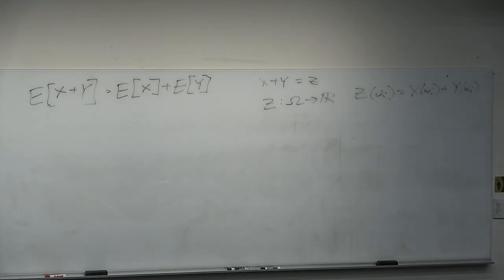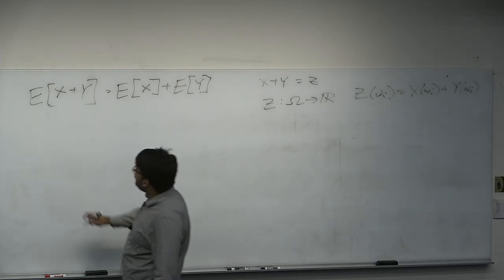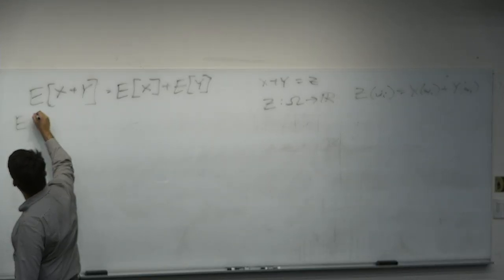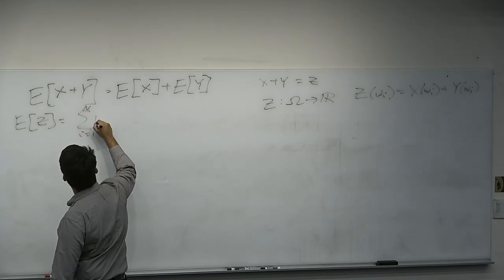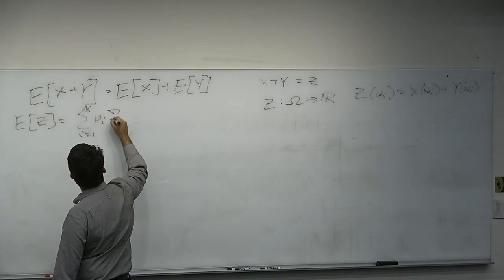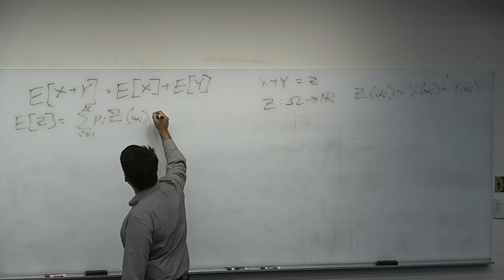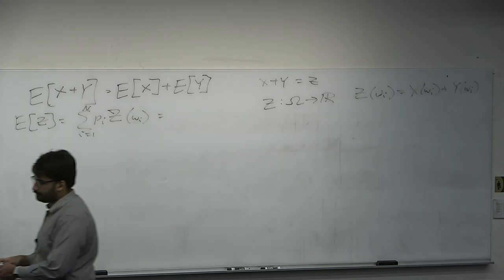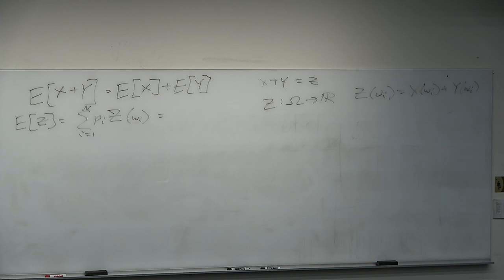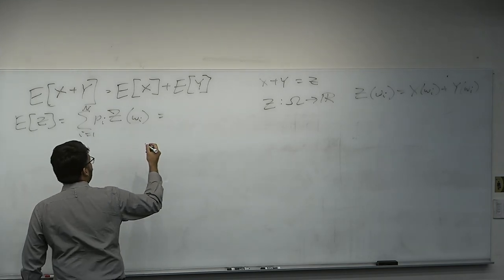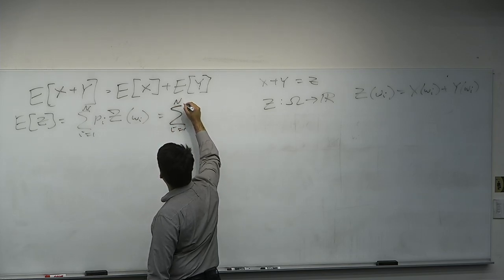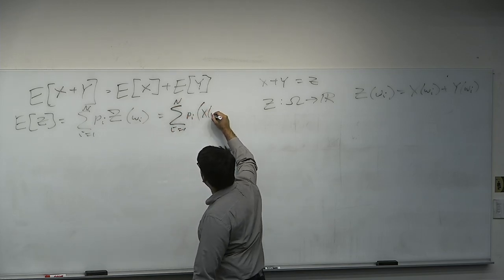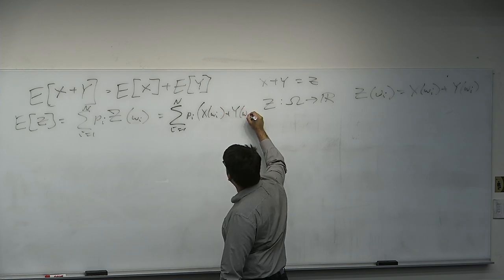Again, x and y are payoff functions. So z is going to be some payoff function. From there, we can compute directly that the expectation of x plus y is just going to be the expectation of z, which is the sum from i equals 1 to capital N of p of i times z of omega i. As we said, this is just going to be equal to the sum from i equals 1 to N of p of i times x of omega i plus y of omega i.